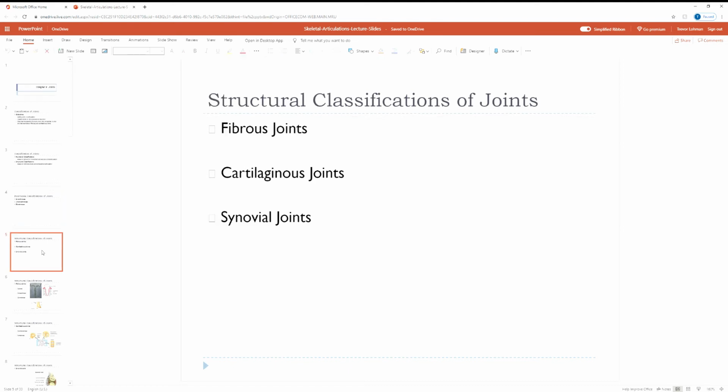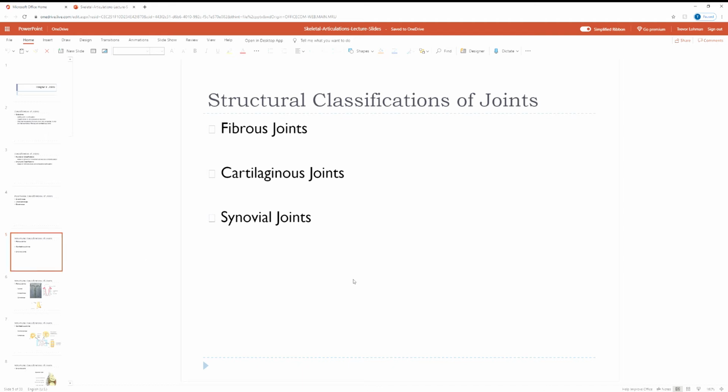So let's look at the structural classification. We have three categories here. Fibrous joints are joints held in place by fibrous connective tissue or fibrous ligaments, which is also connective tissue, but basically two bones, typically highly congruent, held in place by fibrous connective tissue. The next category is cartilaginous joints. The name's pretty explanatory there, just like the previous one. These are joints held in place by cartilage.